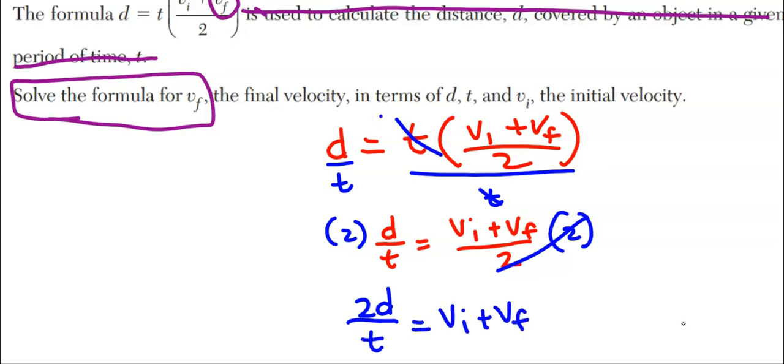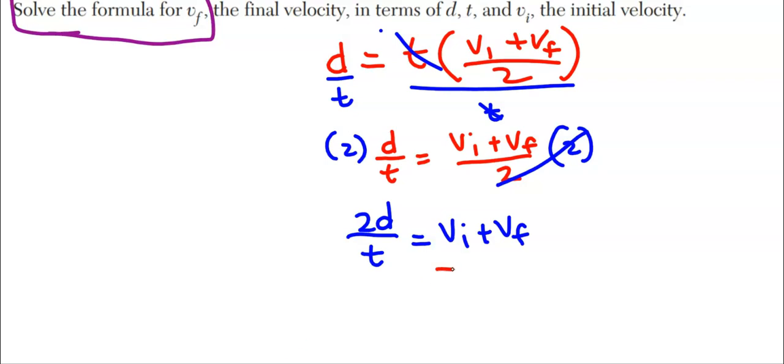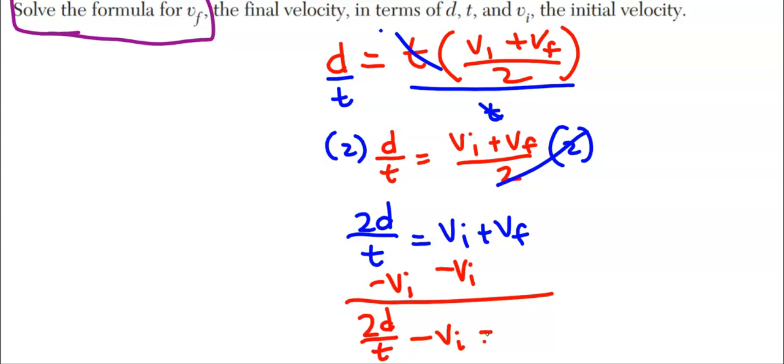And now, remember what the goal is: V sub F all by itself. I'm going to do that by subtracting V sub I from both sides. And since I can't combine these terms, I put the fraction first, I put the minus V sub I second, and the V sub F on the other side.